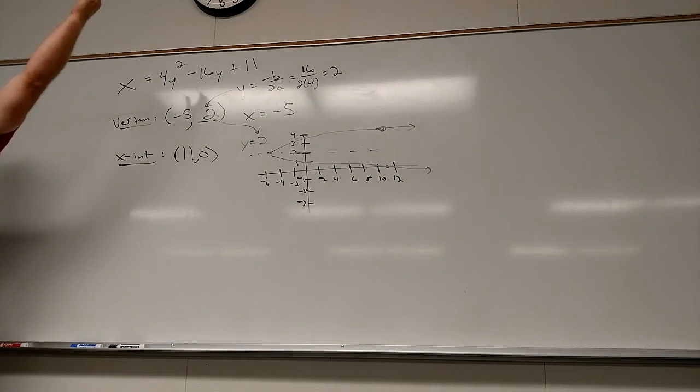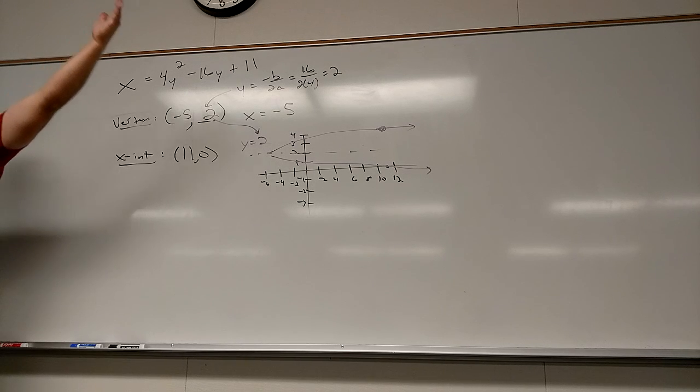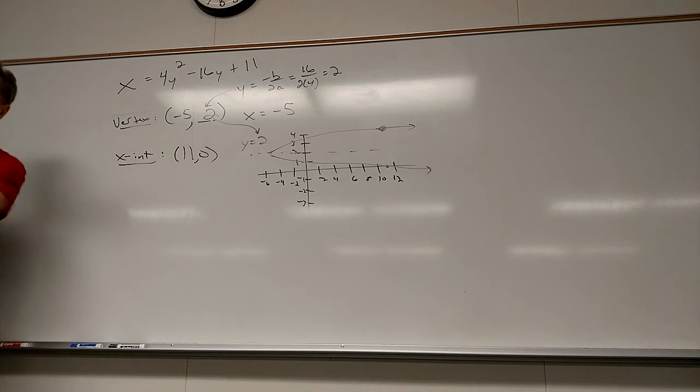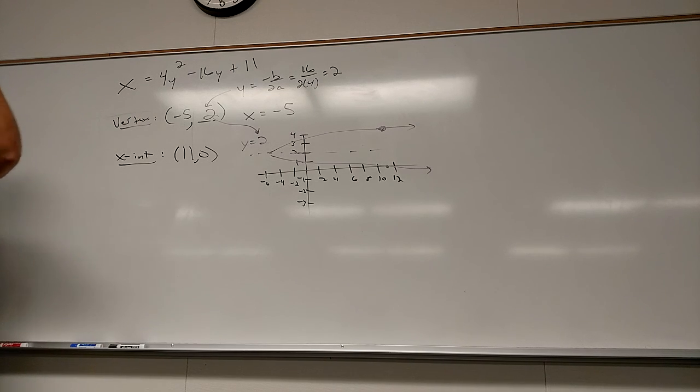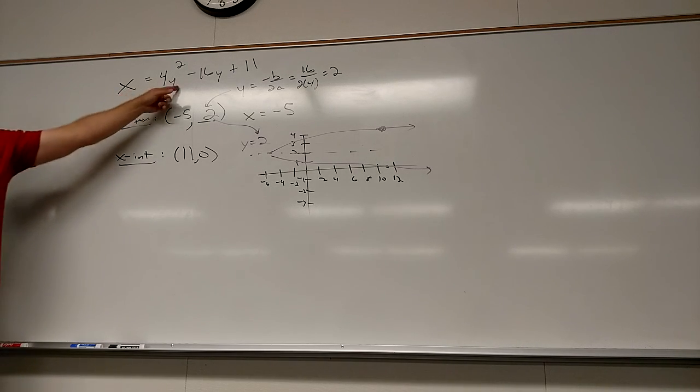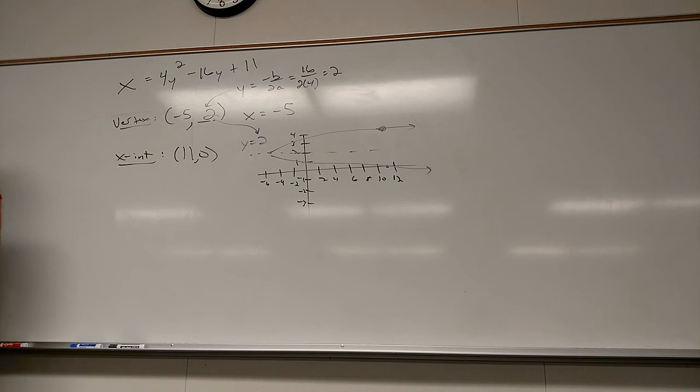For up and down, it was x equals. Now that everything's turned around, it's going to be y equals. It's going to be a horizontal line. Everything is exactly the same work. It's just that everything that used to relate to x now relates to y and vice versa. Why? Because we switched it.